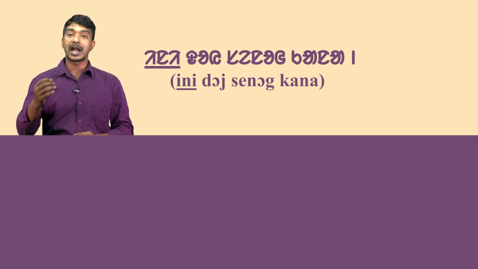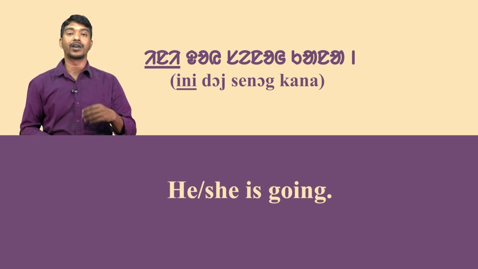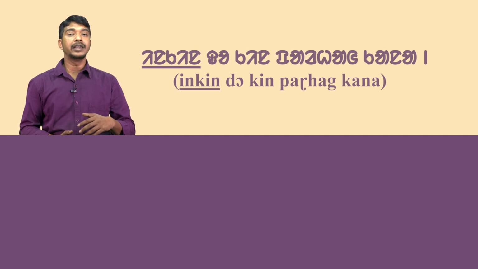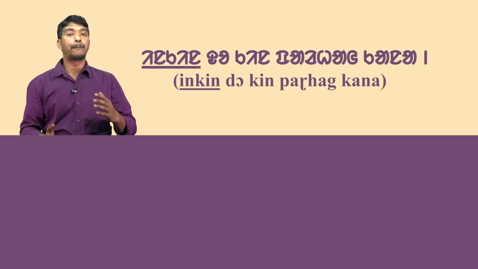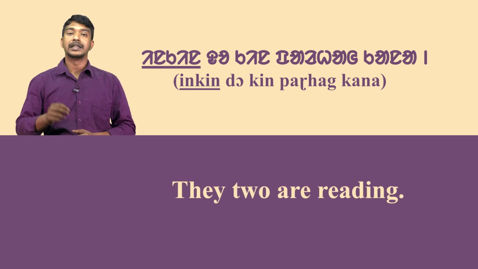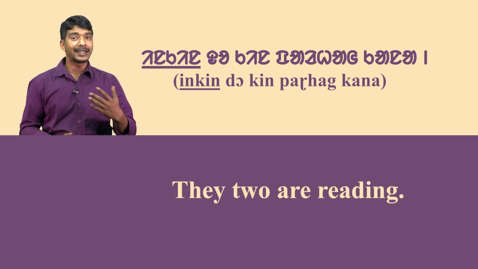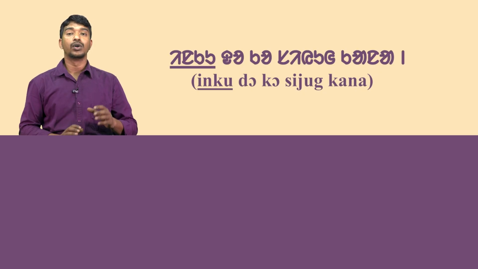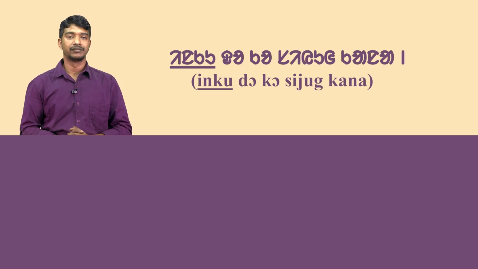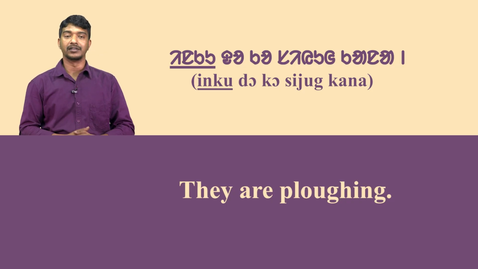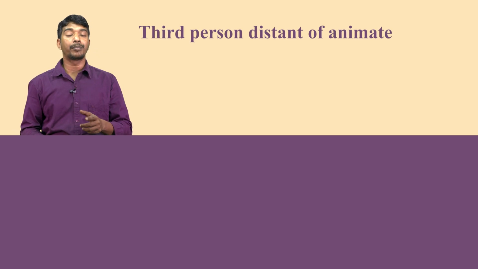Let us look at the usage of third person distant of animate in the following sentences. Ini do seno kana means he or she is going. Inkin do kin parha kana means they too are reading. Inku do ko siu kana means they are plowing. The underlined words of the above sentences are in the form of third person distant of animate.